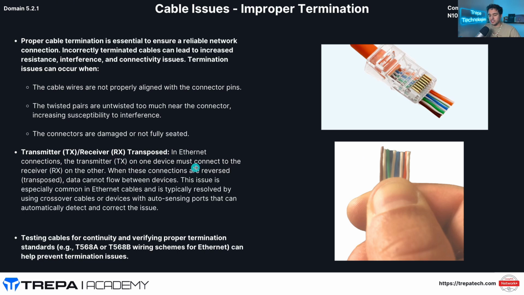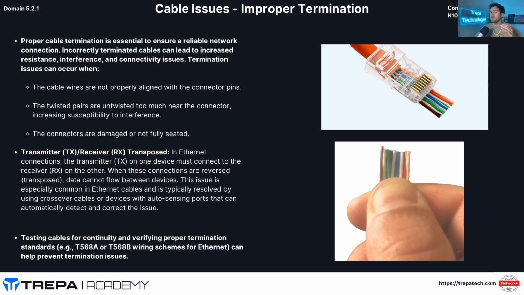Transmitter and receiver transpose. So in Ethernet connections, the transmitter, TX, on one device must connect to the receiver on the other. When these connections are reversed, transposed, data cannot flow between devices. So it's like TX to TX or whatever, right? The issue is especially common in Ethernet cables. It's typically resolved by using crossover cables or devices with auto-sensing ports.